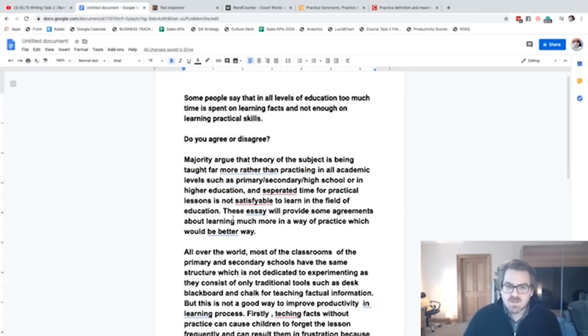So moving on, "these essay will provide some agreements about learning much more in a way of practice which would be better way." So there's no position here. There is no clear position. There's no clear agree or disagree. So in order to improve this, I would say pick one side. Either you agree or you disagree. Think of two reasons, two main ideas to support that. So if you agree, think of two reasons why you agree. If you disagree, think of two reasons why you disagree, and just put them clearly in the introduction.